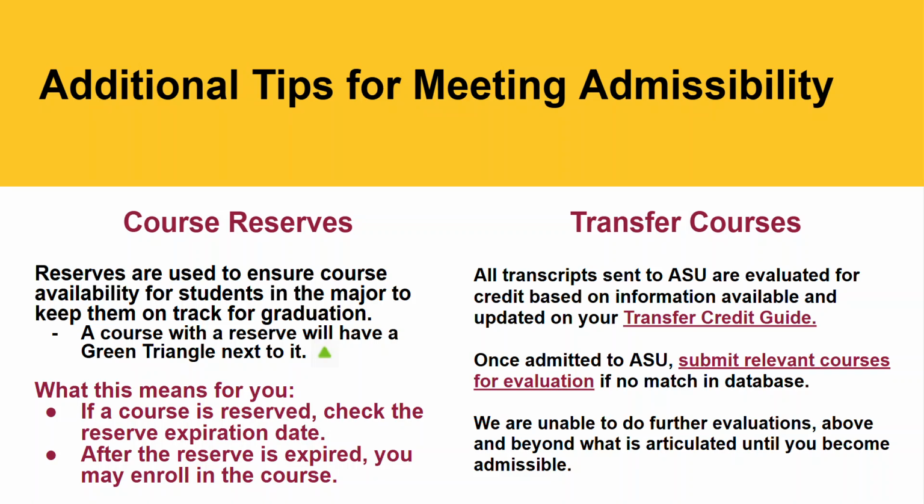For transfer courses, all transcripts sent to ASU are evaluated for credit based on information available and updated on the Transfer Credit Guide. Once admitted to ASU, you can submit relevant courses for evaluation. If there's no equivalency currently on file, we are unable to do further evaluations above and beyond what is articulated until you become admissible, so please work with your current advising team of your declared program if you need any additional assistance with the transfer credit guide.